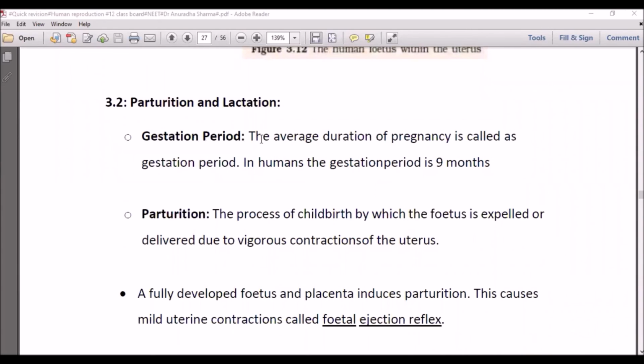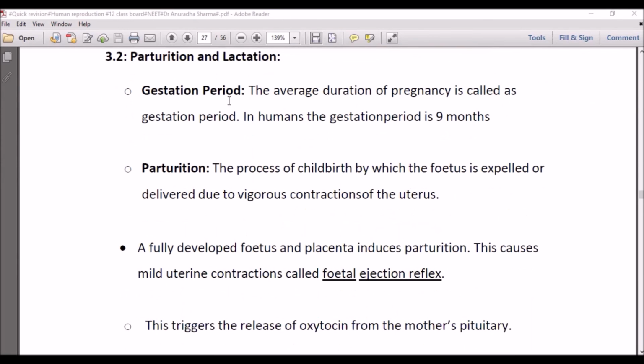Now, the other part is parturition and lactation. We know that the average duration of pregnancy in a human female is 9 months, and this 9-month pregnancy is known as the gestation period. After that, the process of childbirth, by which the fetus is expelled or delivered due to vigorous contractions, is known as parturition. So parturition is giving birth to the child.